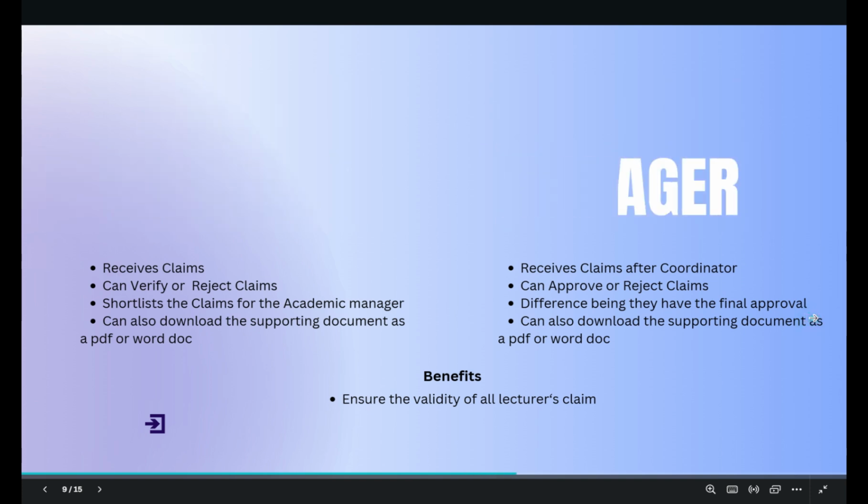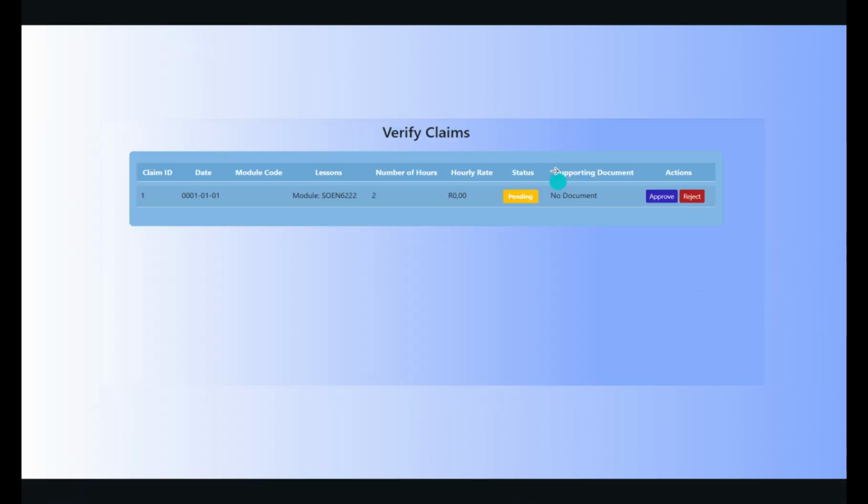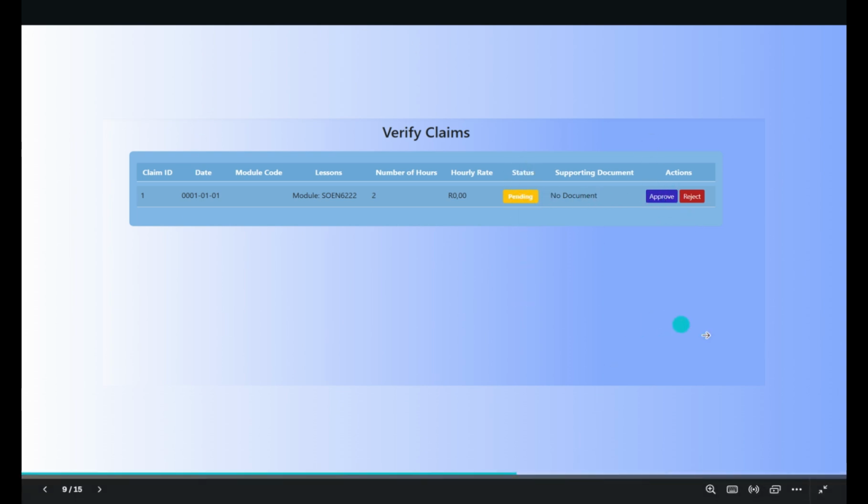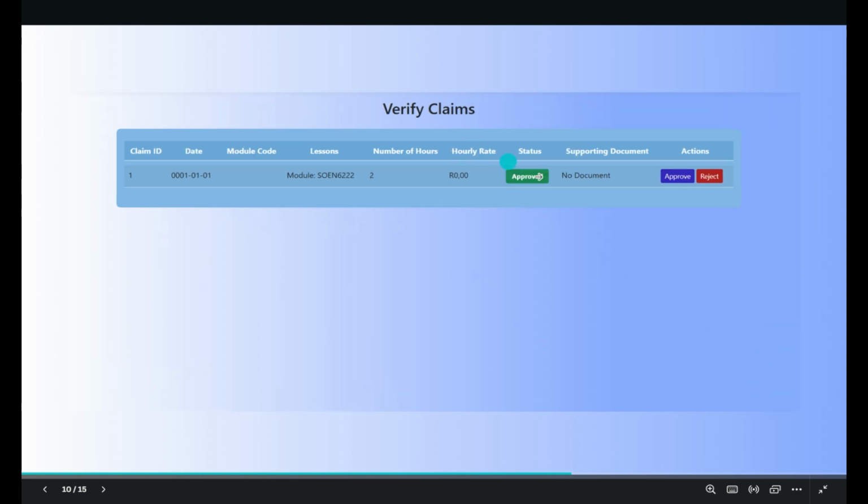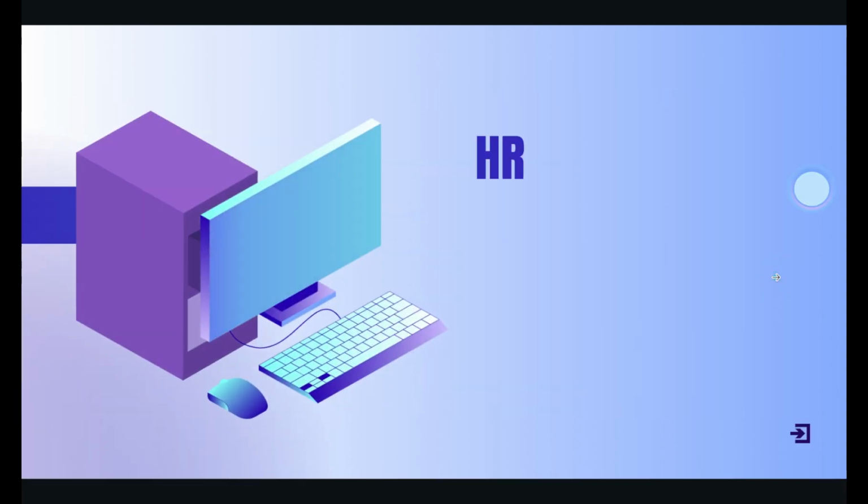Okay. Now, this is the page where you verify your claims. So there's the approve button and the reject button. And once you click approve, the status will change and will reflect the same on the lecturer side, right? And that's when the status has changed.